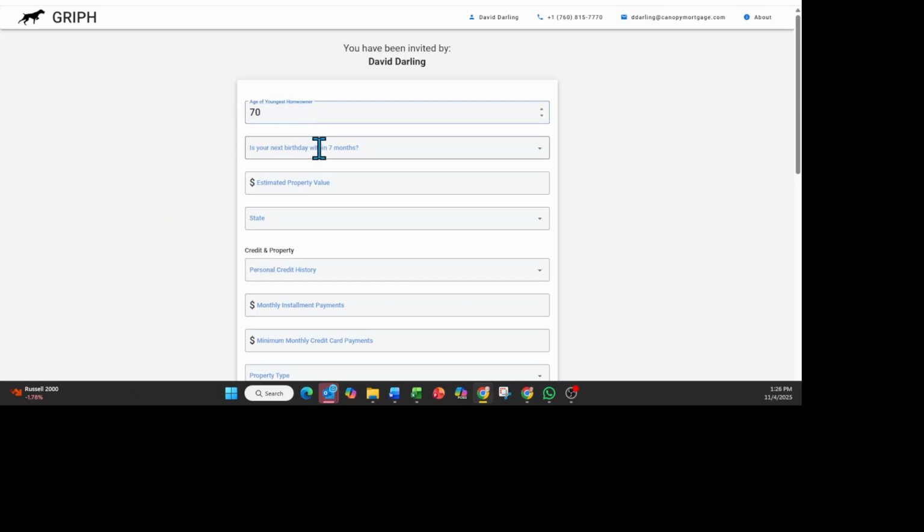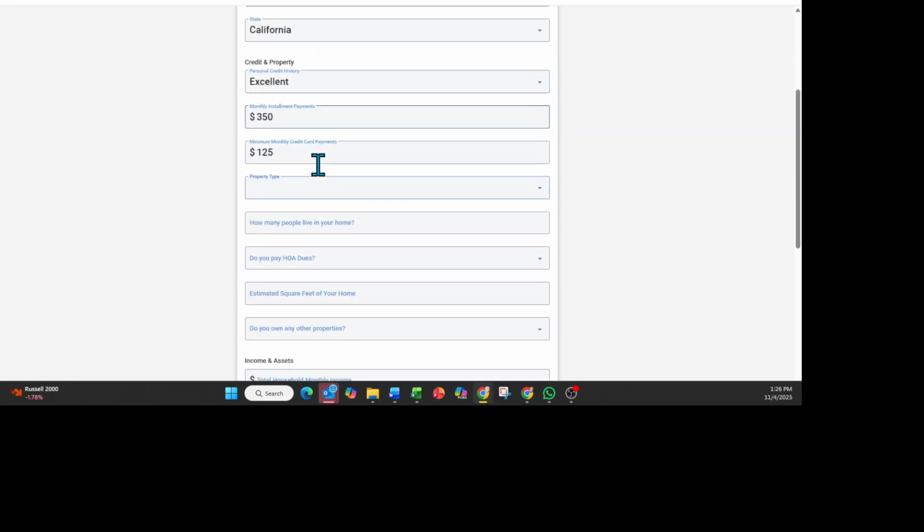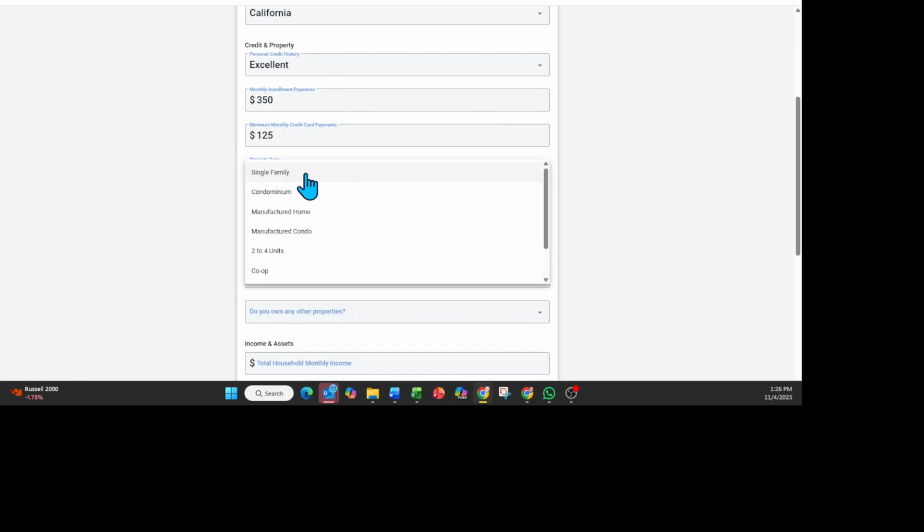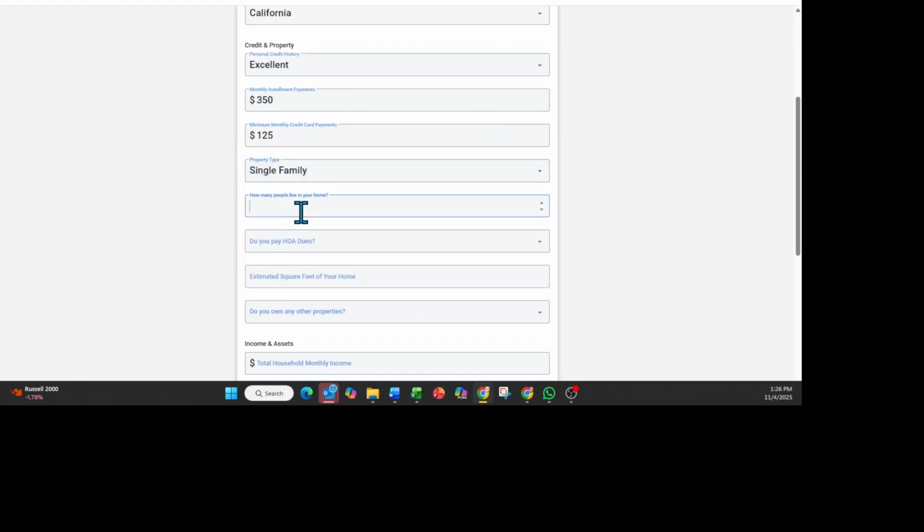Let's just say you have a 70-year-old for the youngest borrower, homeowner. They do not have a birthday coming up anytime soon. Estimated property value is $825,000, and they live in California. They self-report as having excellent credit history. They've got a car loan of $350 a month, and their minimum credit card payments are $125 a month. Their property type is a single family. There's 2 people living in the home, husband and wife. It's not in an HOA community, so no HOA dues. It's 1,850 square feet, and they do not own any other real estate.